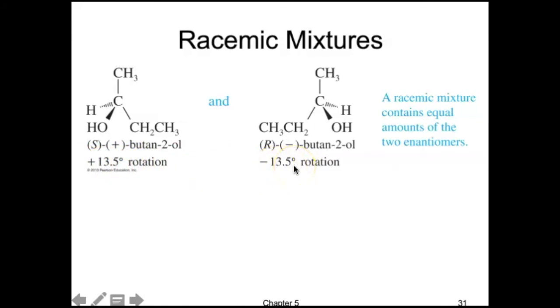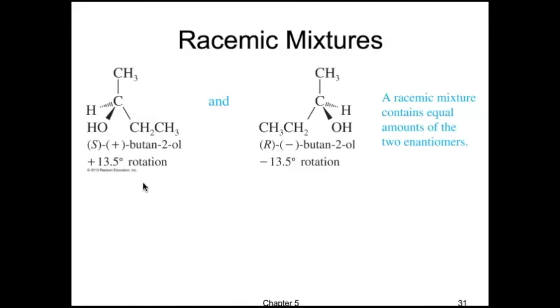And so what happens is if you try to pass light through a racemic mixture, it ends up not actually rotating at all, because every time some of that plane polarized light interacts with this compound and gets turned to the right, it's just as likely to then hit this compound and rotate to the left. And so what you end up with is something that's called an optically inactive solution.